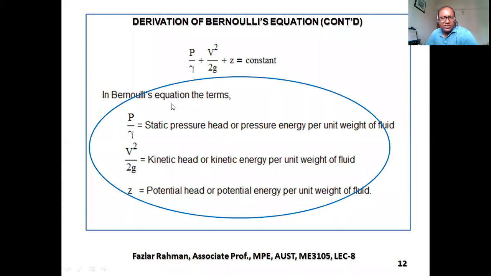You see the three components of Bernoulli's equation, we explain it right over here. P by gamma is called static pressure head or pressure energy per unit weight of the fluid. And V square by 2g is kinetic head or kinetic energy per unit weight of fluid. And Z is potential head or potential energy per unit weight of the fluid.